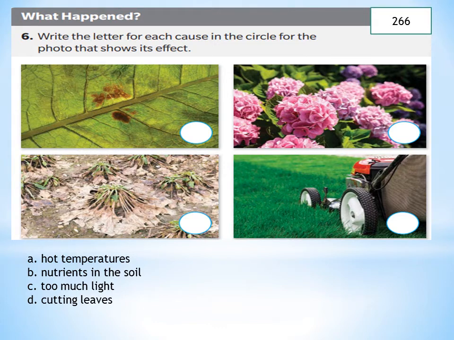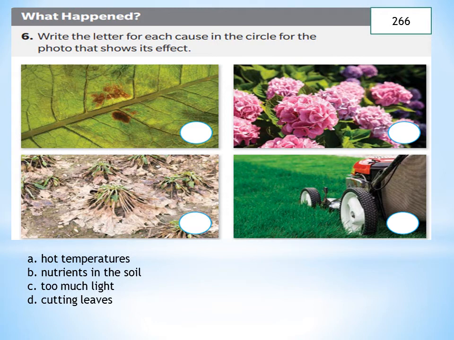Let's move to page 266 and answer this question. Write the letter for each cause in the circle for the photo that shows its effect. I will give you time to think. Then we will answer this question together. If you feel that you need more time, you can just pause this video.